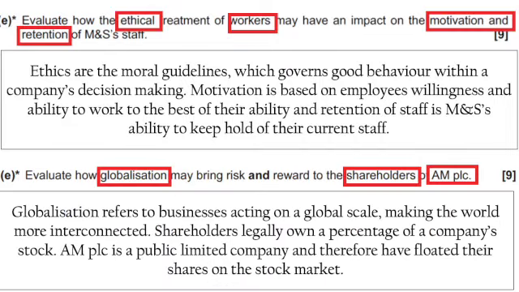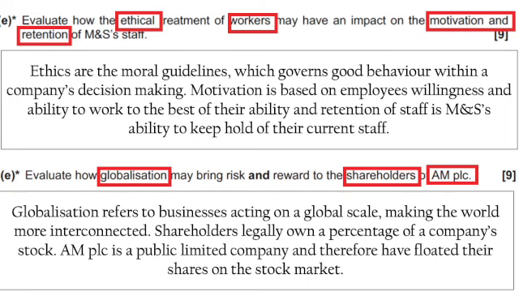Globalisation, shareholders as well as PLCs are the key concepts in this question. What was actually quite interesting is the examiner's reports did say that globalisation was defined in an inaccurate sense, just looking at imports and exports, and that is it. So I've put it as globalisation refers to businesses acting on a global scale, making the world more interconnected. Shareholders legally own a percentage of a company's stock, and a PLC is a public limited company and therefore floats its shares on the stock market. Now, the rest of your answer should also show that knowledge and understanding, but just starting off with a definition might just help.